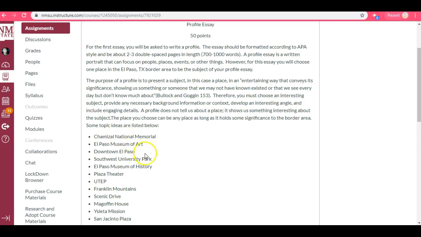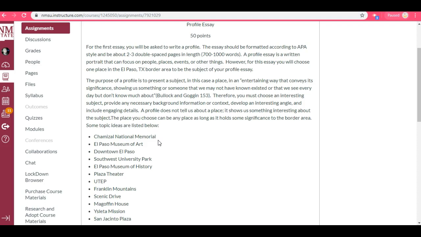For example, if you look at the Chamizal National Memorial, that happens to be located in a park. Maybe your angle is you want to show how this place is significant because it brings two countries together. If that's the case, then your description would mostly focus on describing the place, but also how it unifies two countries. So, like I said, you're describing the place, but you're also showing its significance.